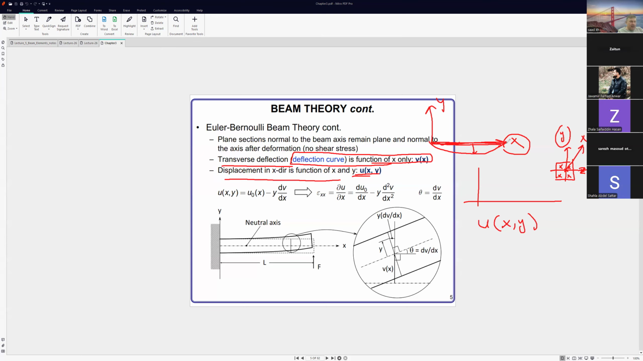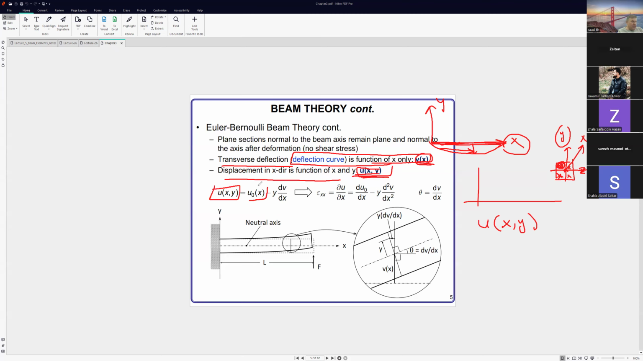Here we can find, if we make the point fixed, we can make just only v of x. But if we make the point variable, if we want the point to be here or here or here, then at that time we will have deflection in the x direction, changing in this direction, and in the y direction also. So that's why we have u of x, y, which is the displacement.